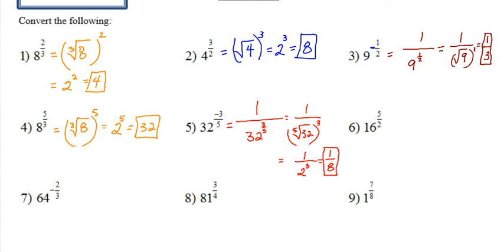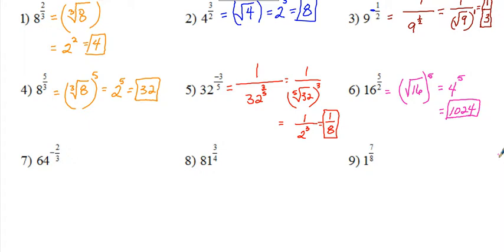Number 6 does not have a negative exponent, so we don't have to put it on the bottom of a fraction. We just have to take this 2 as the root, so the square root, and raise it to the 5th power. What's the square root of 16? That's 4. What's 4 to the 5th power? You may not have memorized that. That's fine. You'll have your calculator. 4 to the 5th power is 1024. Mostly we want to make sure that you understand how to do these conversions.